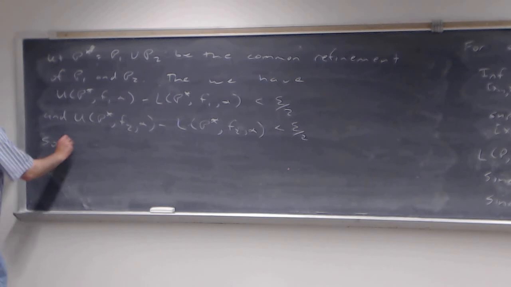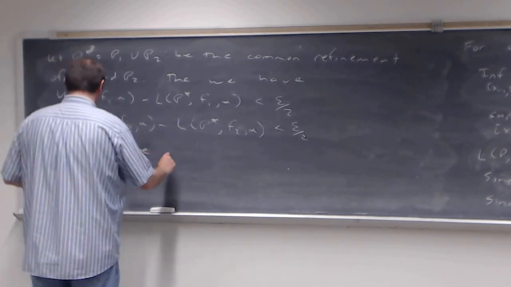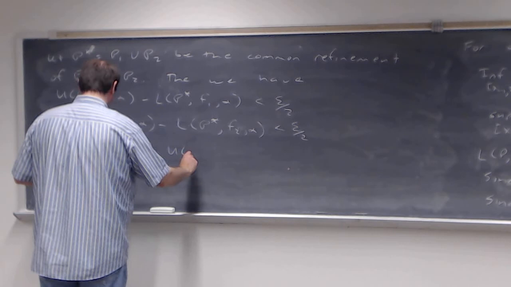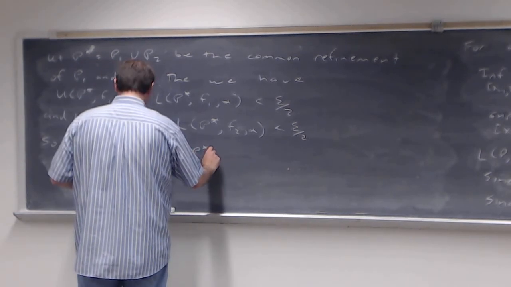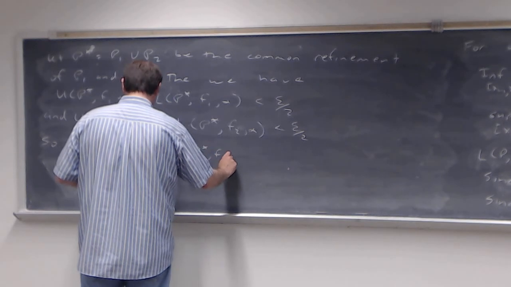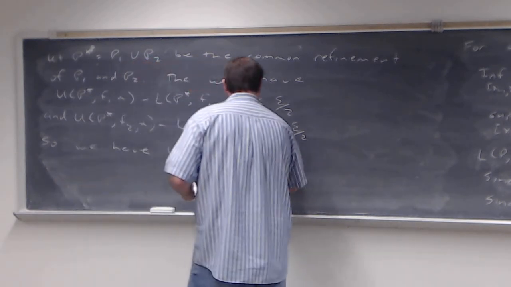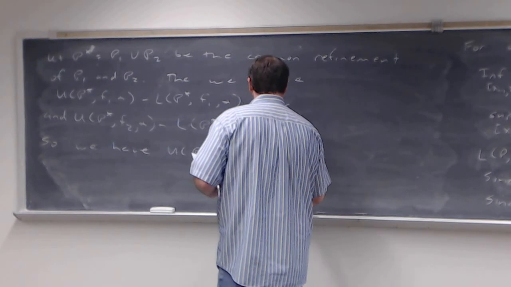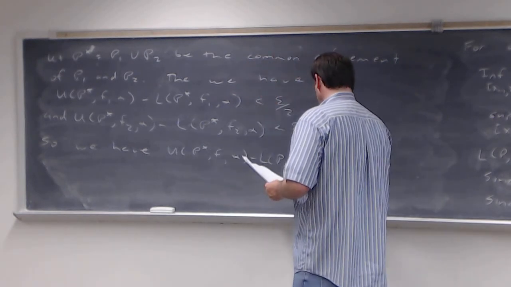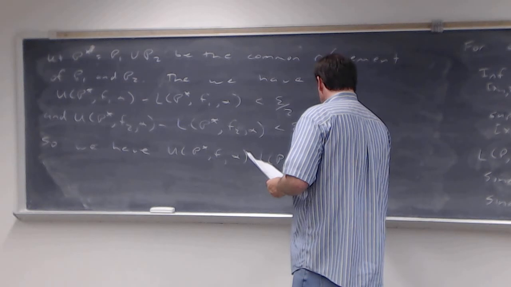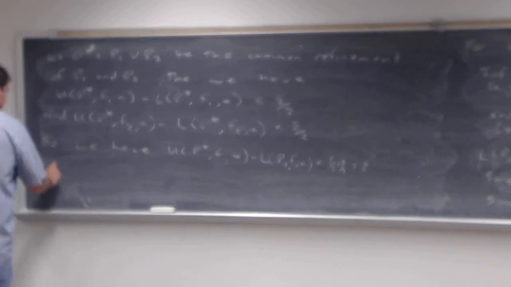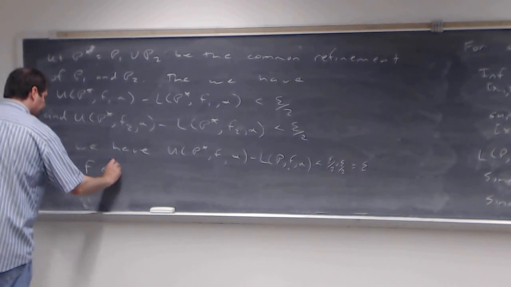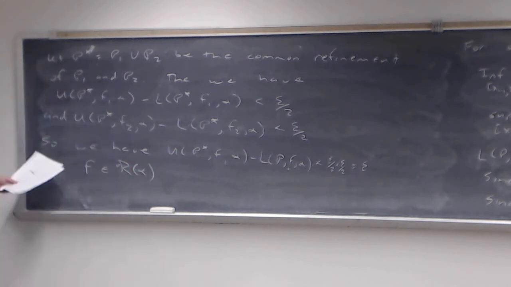So what we have is that the upper sum with P star of f and alpha minus the lower sum with P star of f and alpha, well, that's going to be less than epsilon over 2 plus epsilon over 2, which equals epsilon. So what that just showed is that f is going to be Riemann-Stieltjes integrable with respect to alpha. Okay, that's great.